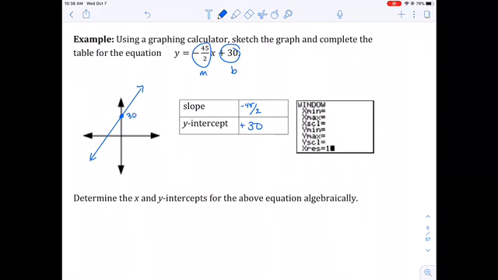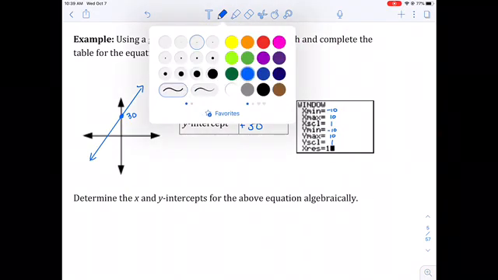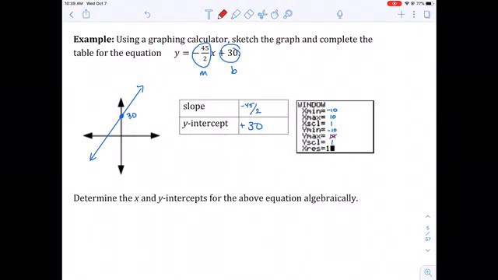And in order to see that y-intercept, initially our standard window was at -10 to 10, with a scale of 1, on both axes. But we changed this y max so that we could see farther up, because our y max was initially 10, which would have only shown us up to that point right there. So we changed that to a positive 30.